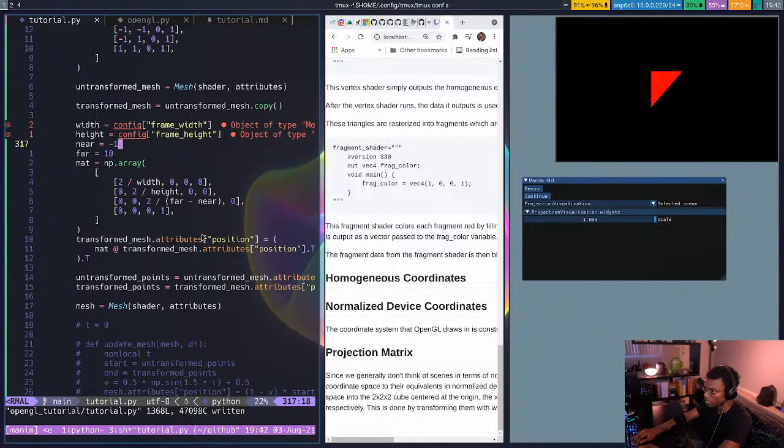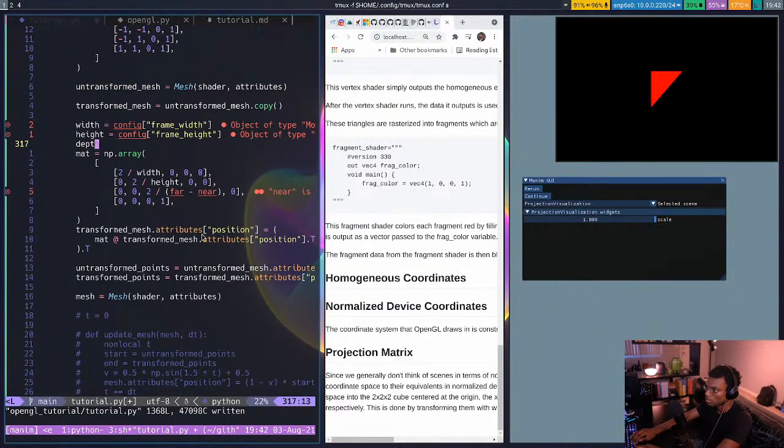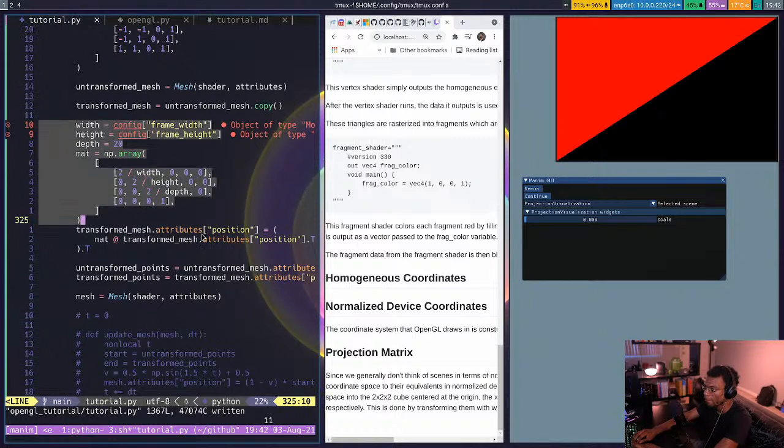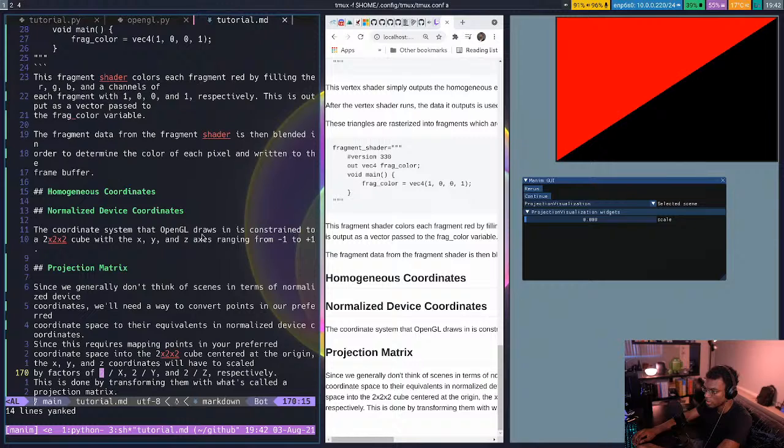Maybe I don't even need this near and far business, since this is just a depth. So I'll just say we can assume that we want a world space that's some width, height, and depth. And whatever it is, this is how we transform it. So, yeah, I'll do that.